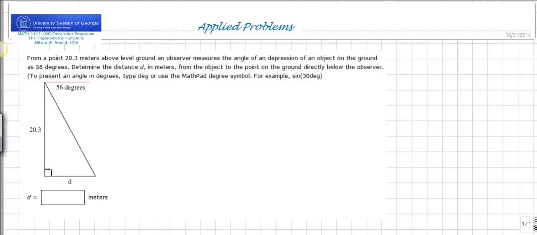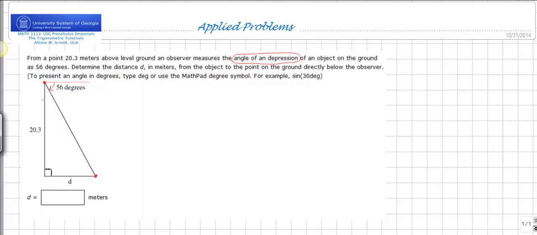Let me make a couple of observations here. One is angle of depression. Whenever you're referring to an angle of depression, you have a point and you have a horizontal. So you can see the red line is horizontal, parallel to the ground, and you measure down to a line of sight. Okay, so the angle of depression in the picture is 56 degrees.